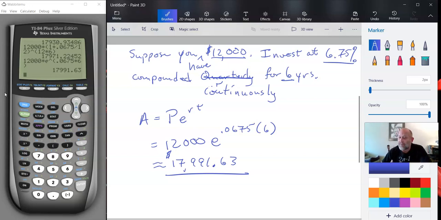So that's how you deal with interest, right? When you're talking about compound interest, it's those two formulas, either the P times 1 plus r over n to the nt, if it's compounded discretely, and if it's compounded continuously, it's P times e to the rt, right? Okay, so I want to look at one more example just to show you that this pops up in different places.